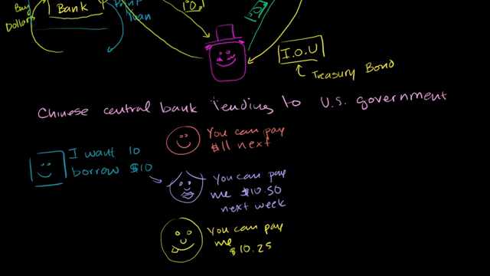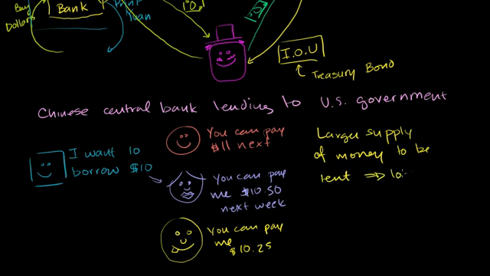Or another way you could say it, the larger the supply of money to be lent, that leads to lower borrowing costs, which is another way of just saying lower interest. Or you could even view it as cheaper money. It costs less to borrow the money. The cost of borrowing money is the interest. Lower interest. Now, what does having lower interest do?